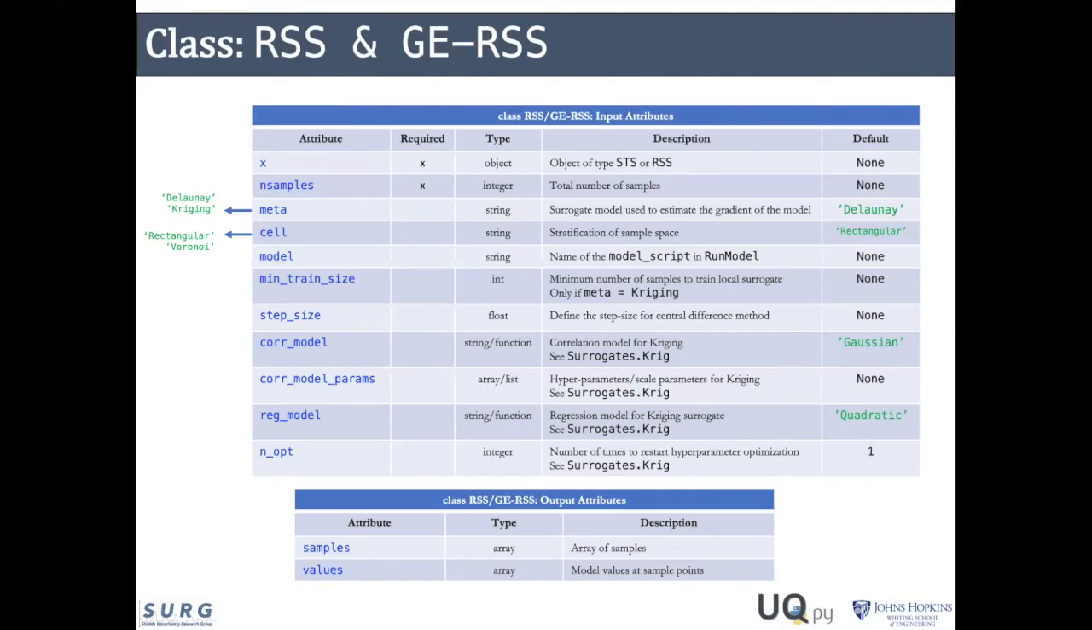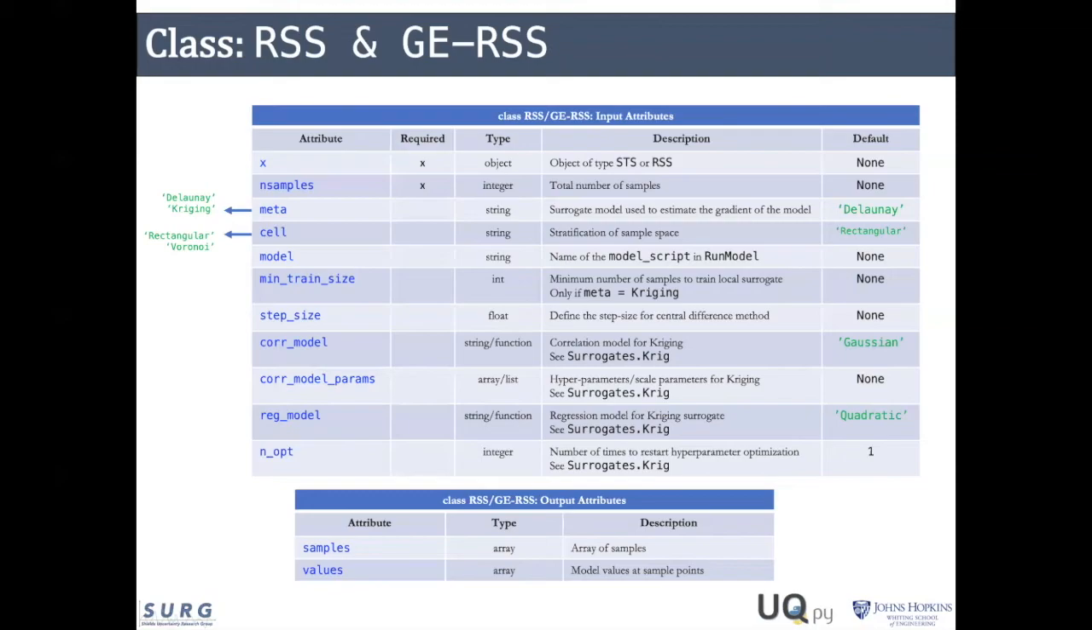Step size is used when we are using linear interpolation to estimate the gradient, because after doing linear interpolation, we use central difference to calculate the gradient, and the step size is the step size in the central difference. And the next four attributes, correlation model, parameter, regression model, and optimization, are used to define Kriging, which I will explain later tomorrow in the surrogate section.